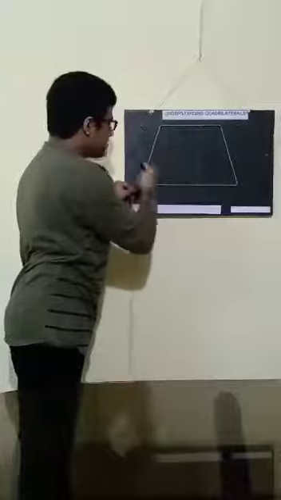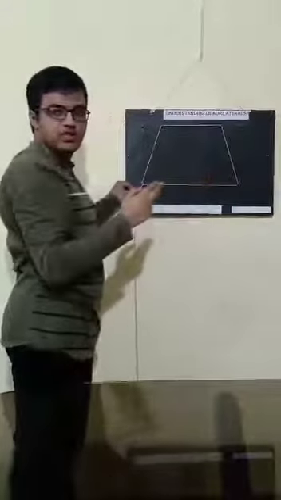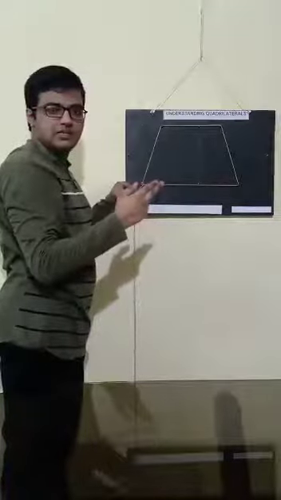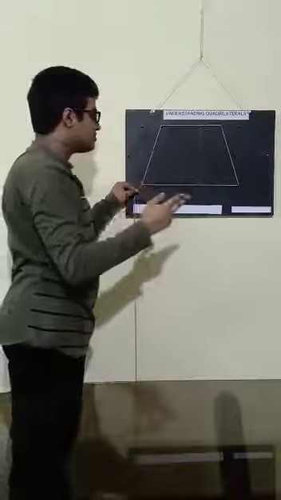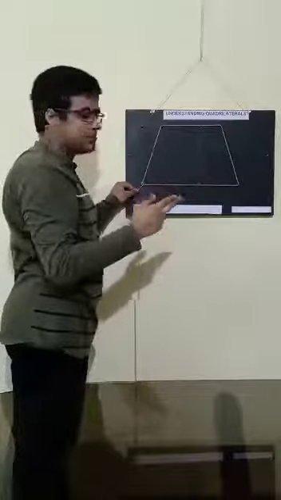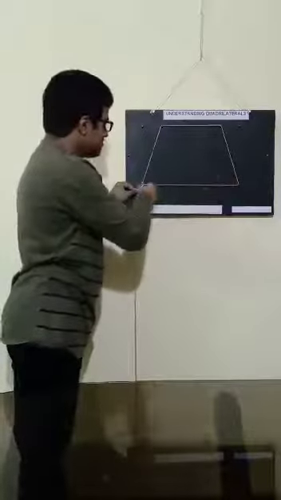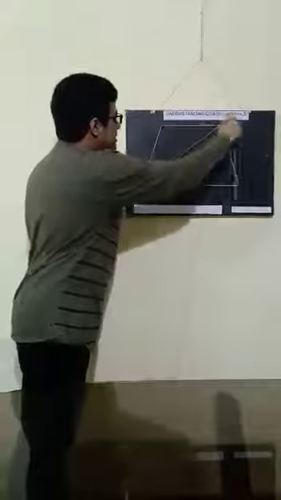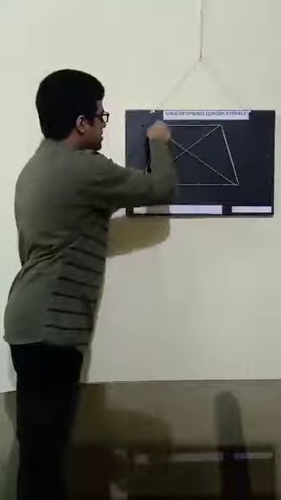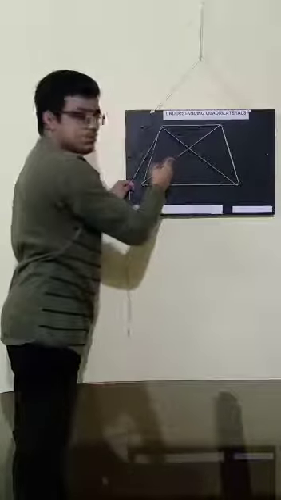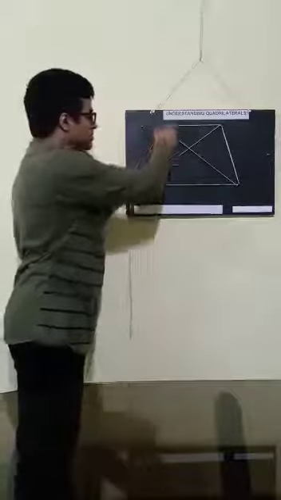If the non-parallel sides of a trapezium are equal to one another, then we call it an isosceles trapezium. Now let us see the properties of an isosceles trapezium. In an isosceles trapezium, the non-parallel sides are equal to one another. The base angles are also equal to one another. And the diagonals of an isosceles trapezium exhibit an interesting property. The diagonals of an isosceles trapezium are equal in length.